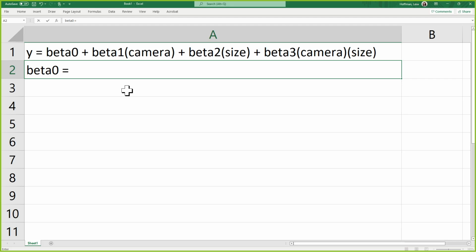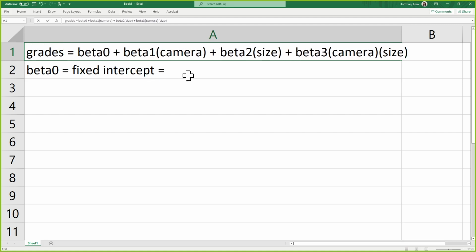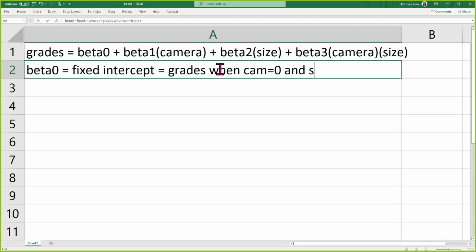Beta 0, what's that? What's the vocabulary word that goes with that idea in the notation? Intercept, yeah. I'm going to type fixed intercept because it's one number that applies to everybody. It's an estimated constant. And what's it going to be? I'm going to change this to be grades. Let's say that. Class performance. Fixed intercept tells me what? Grades when? Yeah, cam 0 and size 0. How do I know what 0 means? That's up to us. I control what 0 means. Do I have to do anything further to make this conditional on for beta 3? Nope, because if I just have these two already, this is just the combination of the two. There's nothing different. Okay, beta 1.